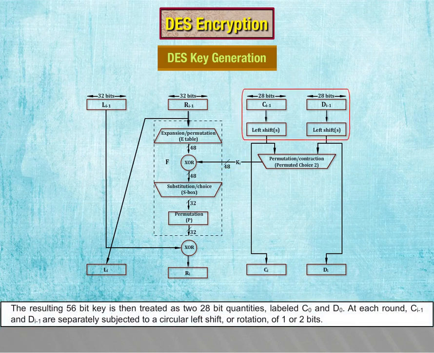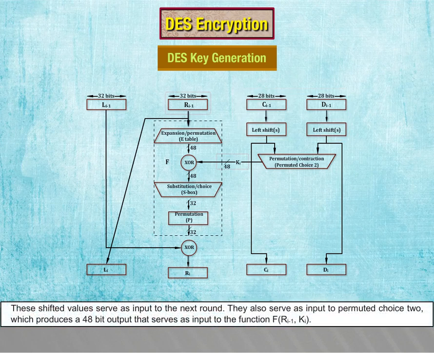The resulting 56-bit key is then treated as two 28-bit quantities labeled C0 and D0. At each round, Ci-1 and Di-1 are separately subjected to a circular left shift or rotation of 1 or 2 bits. These shifted values serve as input to the next round. They also serve as input to permuted choice 2, which produces a 48-bit output that serves as input to the function f of Ri-1, Ki.